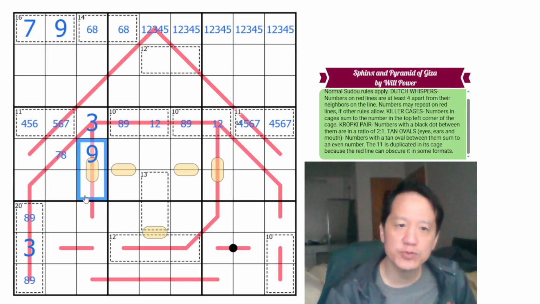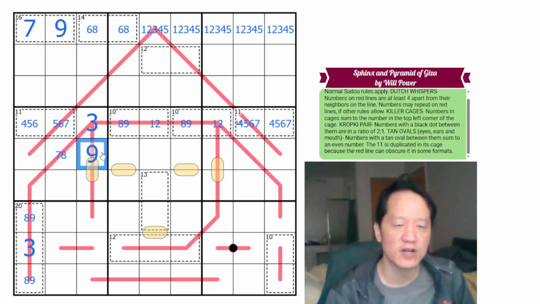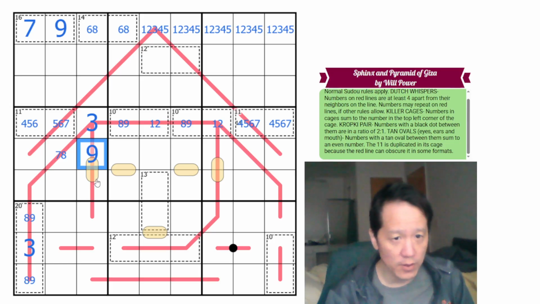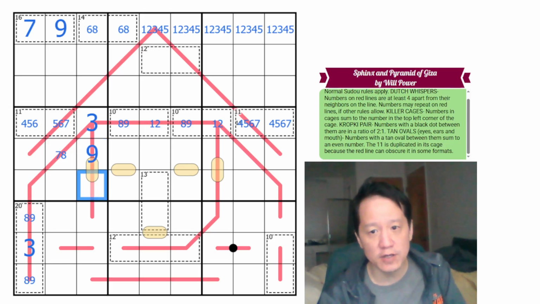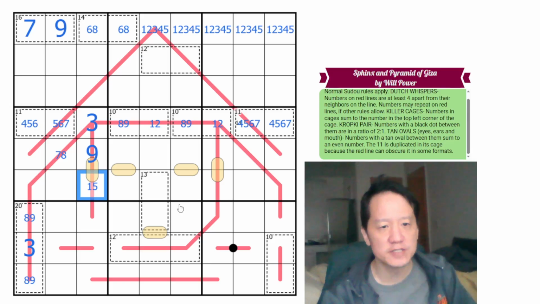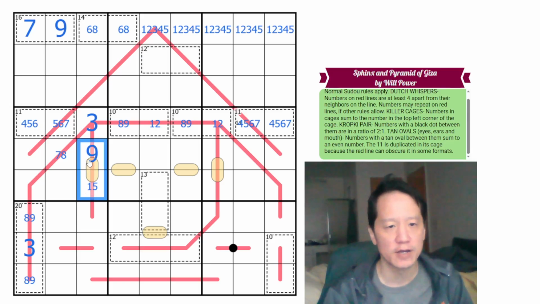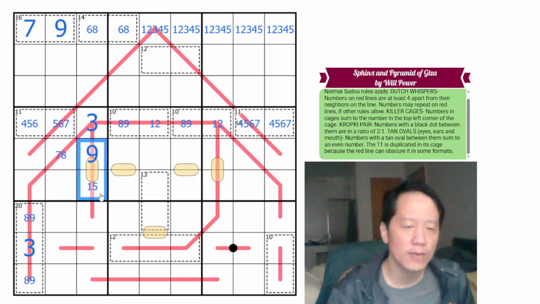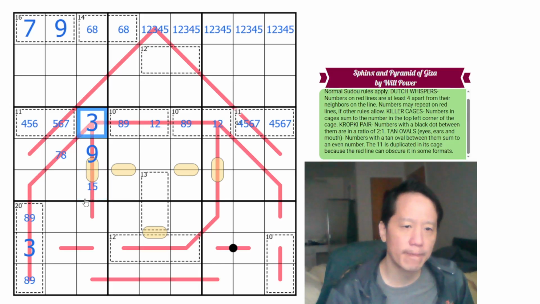This must add up to an even number. So therefore, this must be odd, because 2 odds add up to an even number, and 2 even numbers add up to an even number. But if you had an odd and an even number, that would add up to an odd number. So this is specifically either 1 or 5, because 7, again, is not 4 away from 9. And we already have a 3 here.